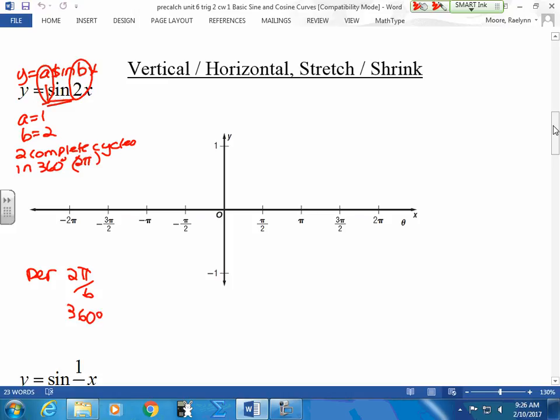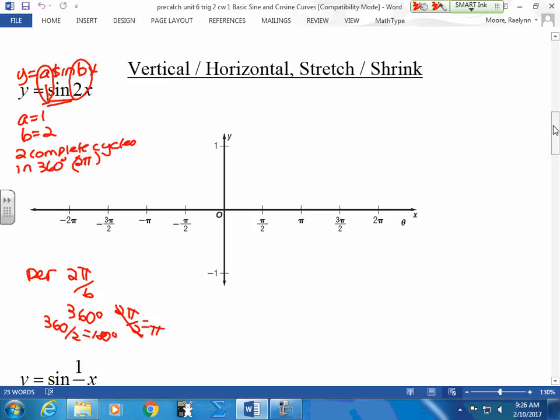Let's think in degrees for a second. If I have 360 degrees in my full circle, and I need to put 2 complete cycles in there, how long should each cycle be in degrees? 180. It makes sense, right? 360 divided by 2, 180 degrees. Every 180, I should go bloop, bloop. Now, if I put 2 pi back in here, 2 pi divided by 2, isn't that also pi? So my period is every pi.